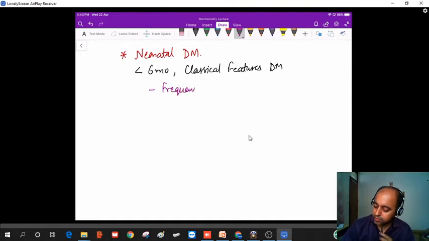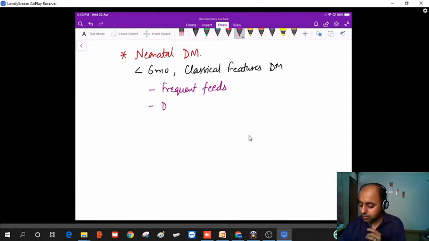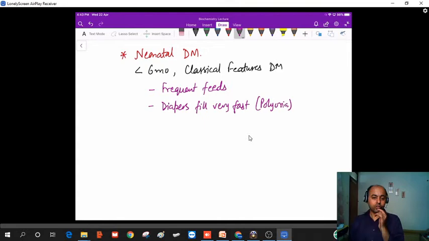Classical features of DM mean frequent feeds. Here we don't say polydipsia or polyphagia, because whether the child is hungry or thirsty, it will start crying. So frequent feeds are required, and diapers fill very fast, denoting the polyuria. What you have to remember here is that neonatal diabetes mellitus is monogenic, meaning a specific type of gene defect is there, and therefore it is classified as type 3 diabetes mellitus, monogenic diabetes mellitus.